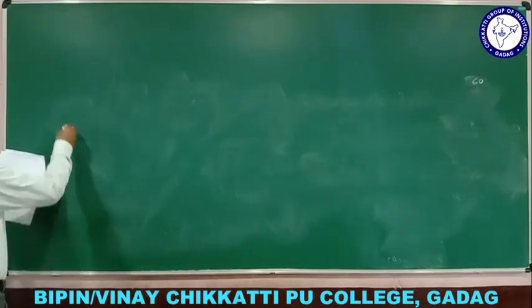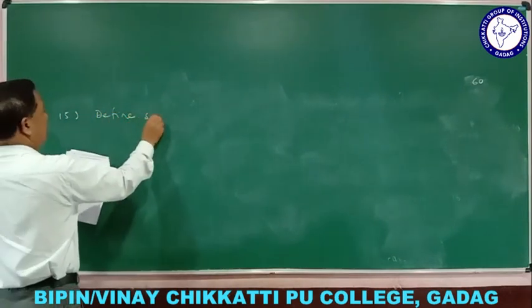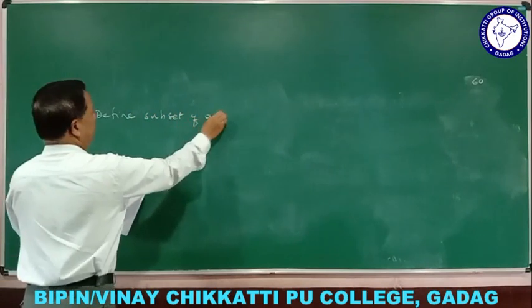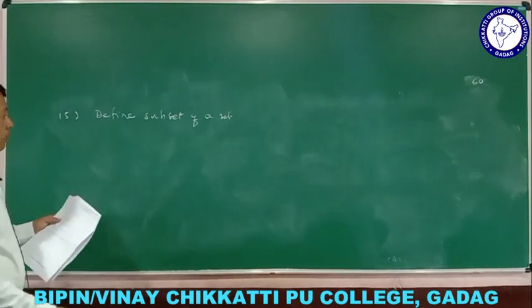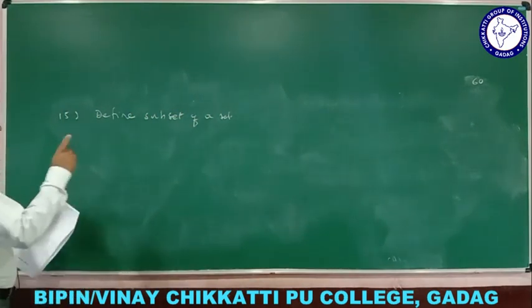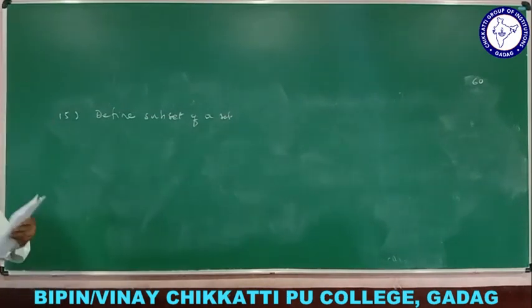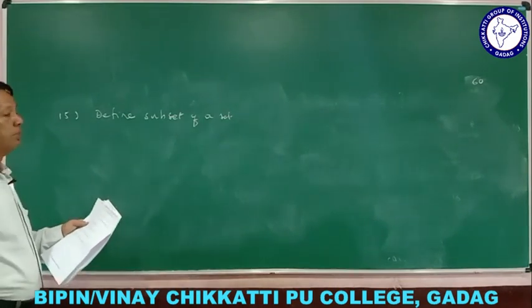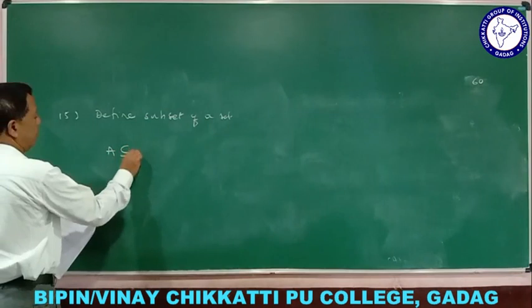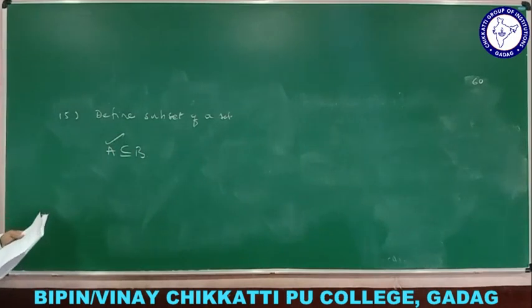And you see that next number 15, the question is: define subset of a set. So how are you defining a subset of a set? Suppose the elements of set A are also the elements of set B. If you say that set A is a subset of B, it means that all elements of set A are also the elements of set B.